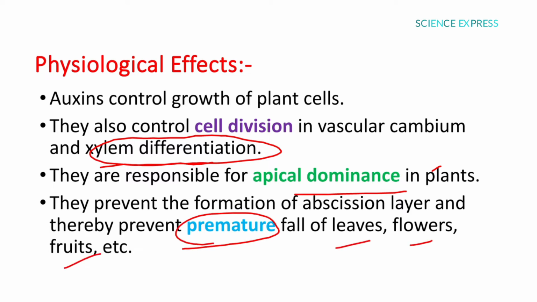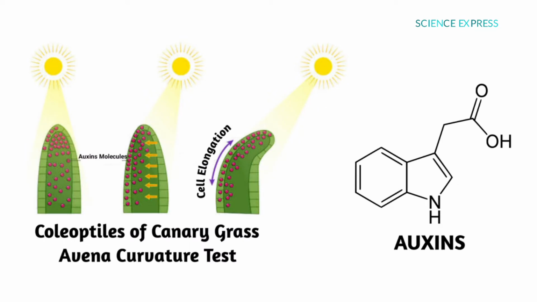Now here we discuss how auxin actually promotes cell growth. Auxin is mainly present at the tip. This is an experiment, the Avena curvature test, on canary grass. Two scientists, Charles Darwin and his son Francis Darwin, observed that the coleoptile of canary grass responds to unilateral illumination by growing toward the light source. That is called phototropic curvature.